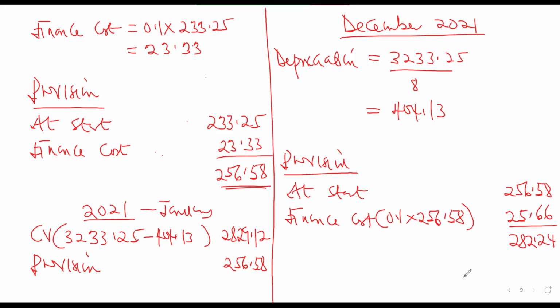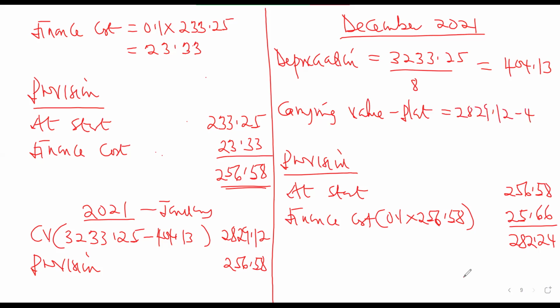Can we find the carrying value of the asset as at the end of this year, 2020? Can we find the carrying value of the plant? That will be 2829.12 minus 404.13. Do we agree to that? Okay. So how much are we getting? 2829 point.